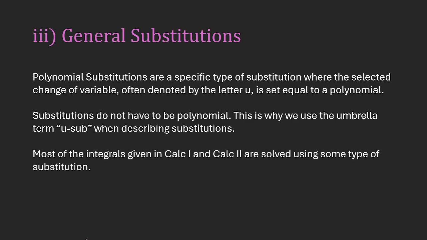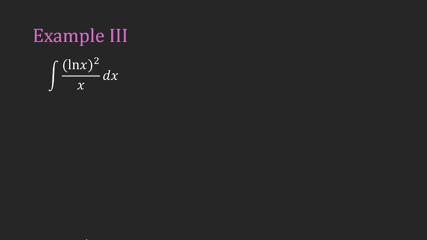And actually, most of the integrals given in Calc 1 and Calc 2 are solved just using some type of substitution. So now I want us to look at an example where the integral we're dealing with, the choice of u, is not going to be polynomial. Over here it's going to be ln x, and the reason why I choose ln x is because I know its derivative is 1 over x, and we can clearly see that this is being divided by x, so its derivative is definitely a factor of the integrand.